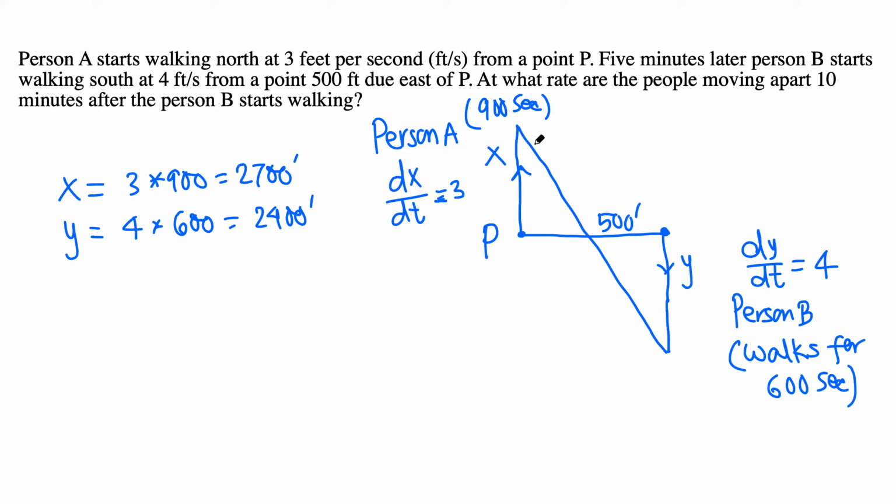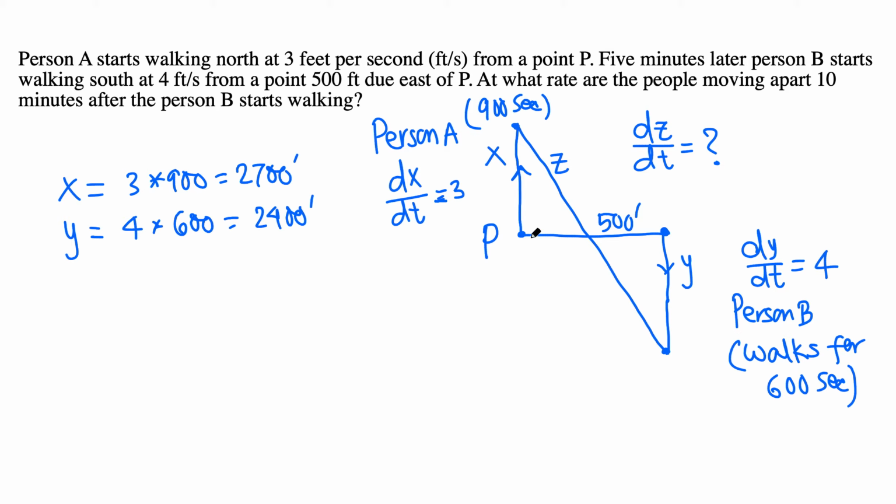Now this is the distance between these two people. Let's denote by g, with x and y already gone. And we want to determine the rate at which they are moving apart. dg over dt equals what? Okay, so this is the setup for the question.